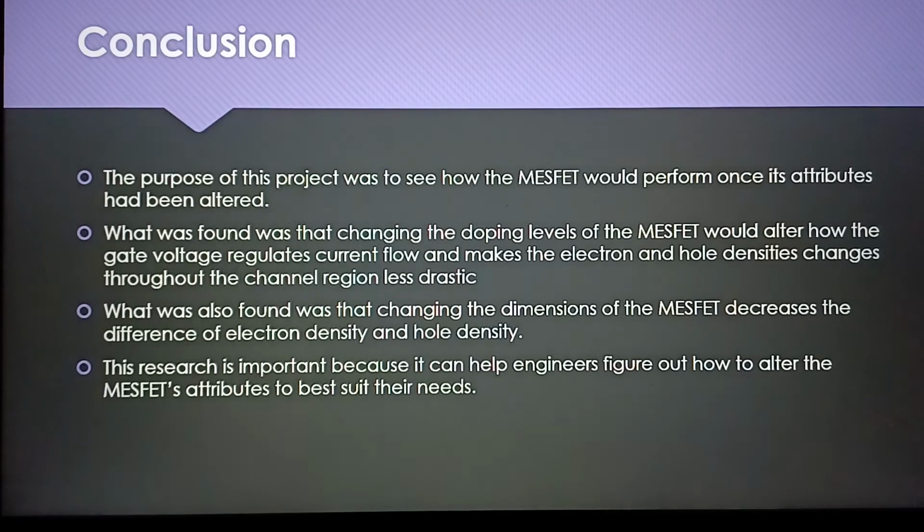The purpose of this project was to see how the MESFET would perform once its attributes have been altered. What was found is that changing the doping levels of the MESFET would alter how the gate voltage regulates current flow and makes the electron and hole density changes throughout the channel region less drastic. What was also found was that changing the dimensions of the MESFET decreases the difference of electron density and hole density. And this research is important because it helps engineers figure out how to alter the MESFET's attributes to best suit their needs.